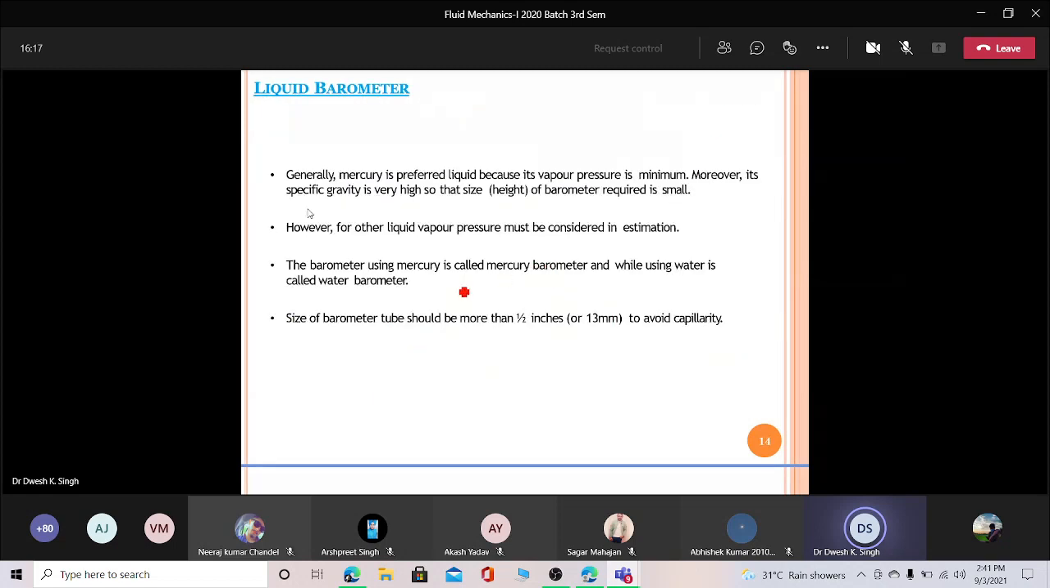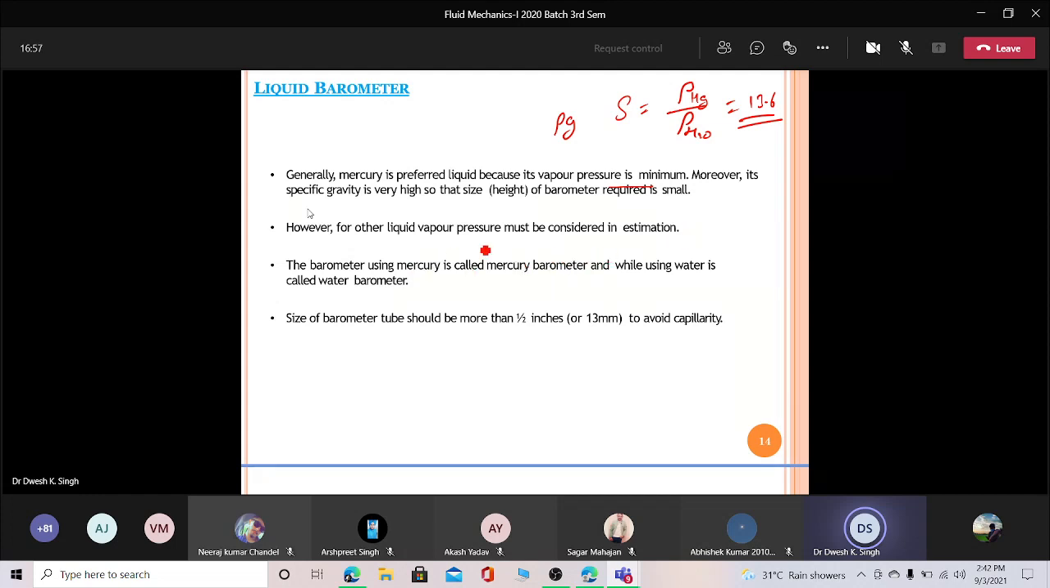Okay, so generally mercury is preferred, as I told you, because its vapor pressure is minimum. If vapor pressure is minimum, it will not boil easily. Moreover, its specific gravity is high. As I told you, specific gravity means the ratio of the specific weight, the density, of mercury to water, and that value is 13.6 times. So that's why it will balance more pressure with a minimum rise in height.